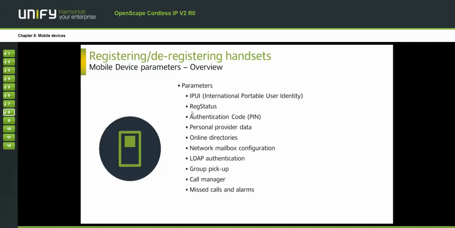Then mobile device parameters, missed calls and alarms. Finally, I can turn on the alarms for missed accepted calls count for flashing LED, for missed calls flashing LED, for missed alarms flashing LED, for network mailbox flashing LED. By default, all these 4 alarms are turned on.